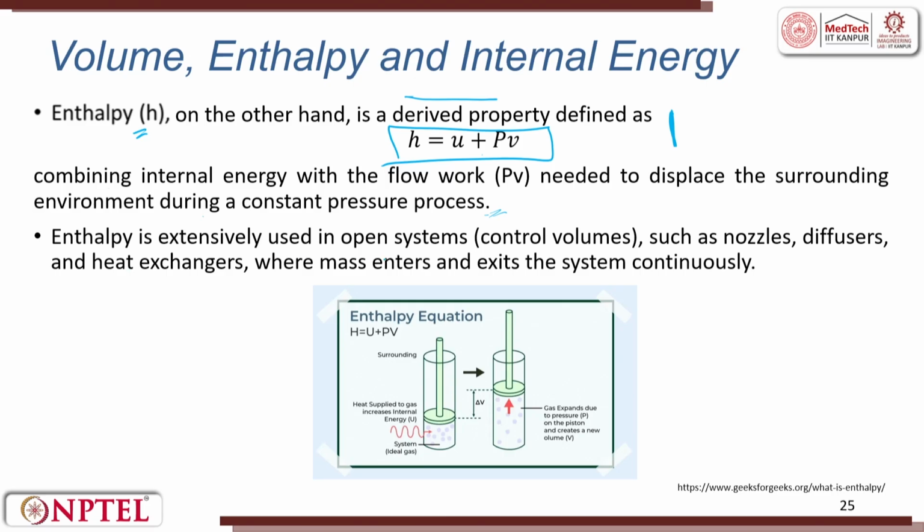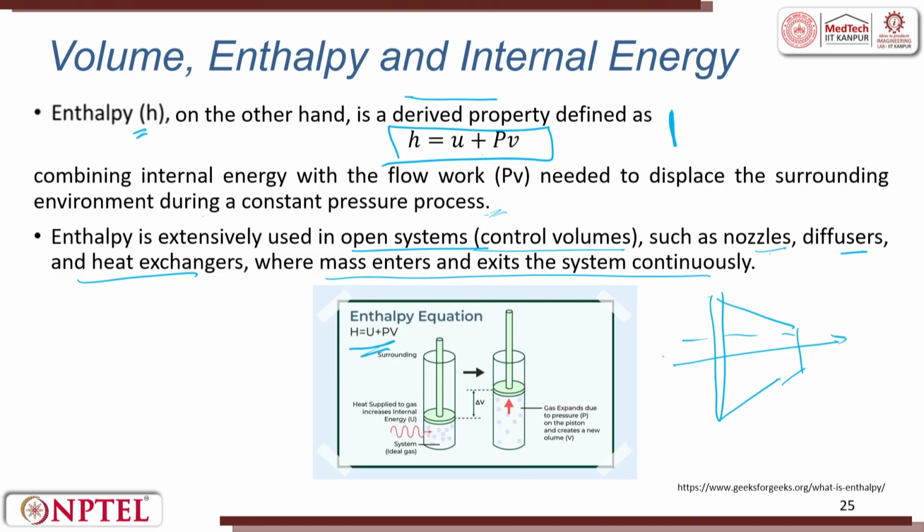Enthalpy is extensively used in open system control volumes, such as nozzles, diffusers and heat exchangers, where mass enters and exits the system continuously. Like for a nozzle, mass enters and exits continuously. So, this is the pictorial diagram of the enthalpy: H equals U plus PV.